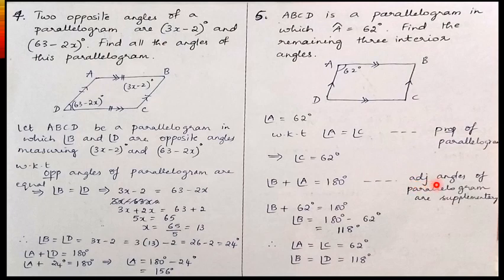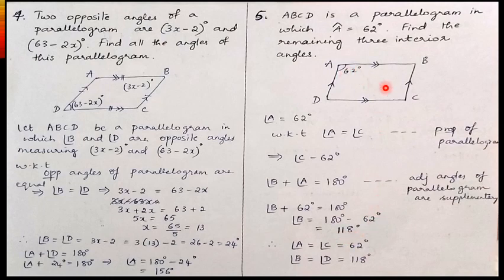And the reason for this is adjacent angles of any parallelogram are supplementary. We know the value of angle A, that is 62 degree. So angle B plus 62 degree is 180 degree. Angle B will be equal to 180 degree minus 62 degree, which is going to be 118 degree.